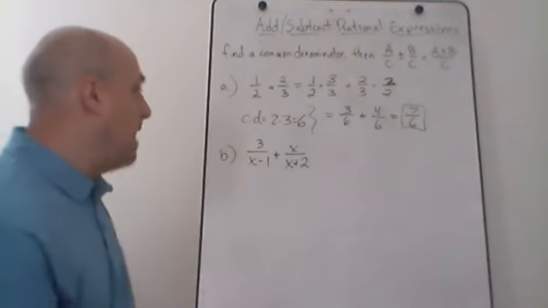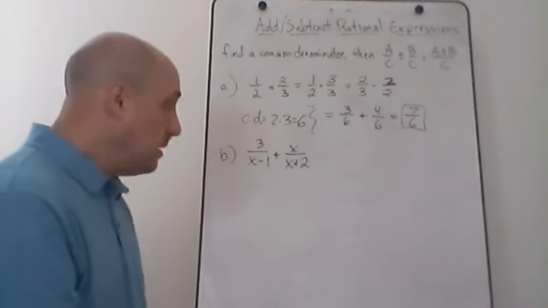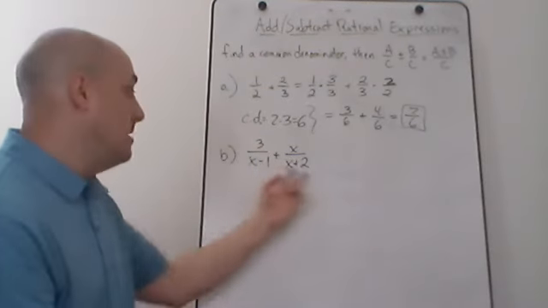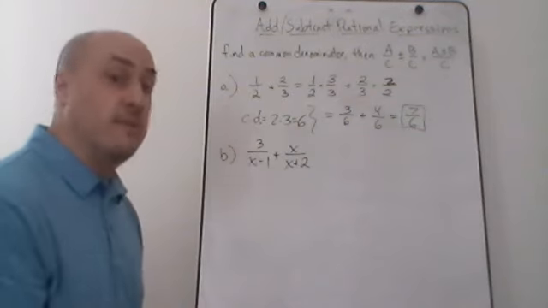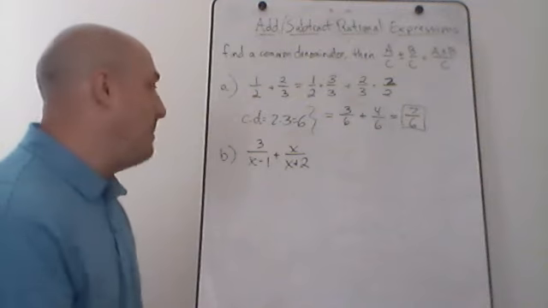So I have 3 over x minus 1 plus x over x plus 2. All right, so obviously I don't have a common denominator here. One of them is an x minus 1, one of them is an x plus 2. Those are two different things, and so I cannot just add them together as they are. I need to find a common denominator.